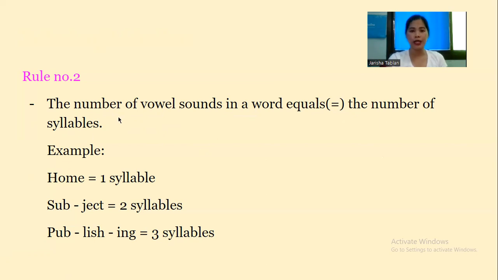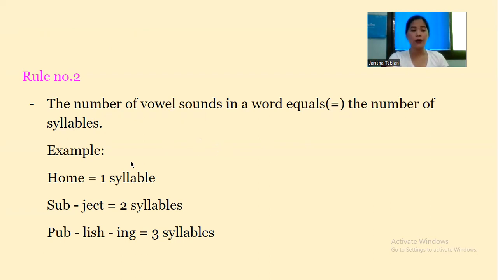I have told you already about this one. One vowel sound, one syllable. Two vowel sounds, two syllables. Three vowel sounds, three syllables. Four vowel sounds, four syllables, and so on. Okay, again, equals. In English, this is called equal. Equal means balance. All right, again, the number of vowel sounds in a word equals the number of syllables.